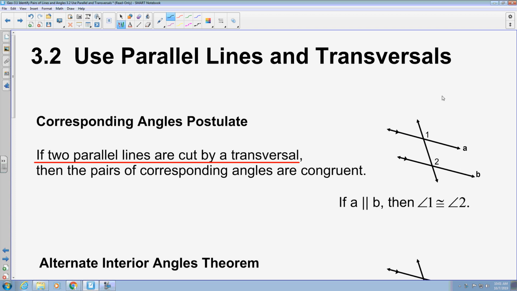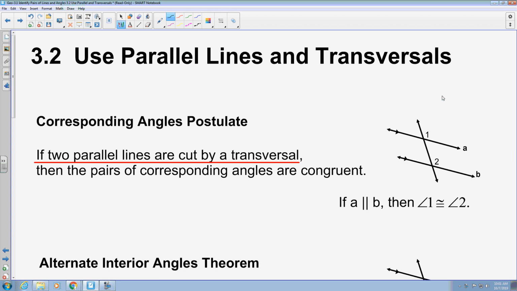All right, we're in section 3.2 where we're going to use parallel lines and transversals. We talked a little bit about transversals in 3.1, where we said it was a line that intersected two or more lines that were on the same plane.